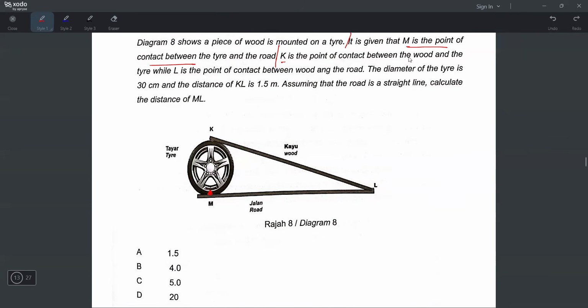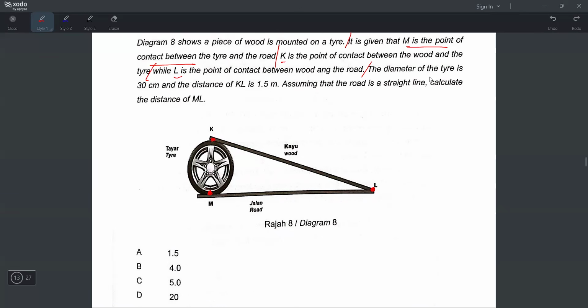K is the point of contact between wood and the tire. K is a contact point between wood and tire. Okay, so basically this is the tangent point lah. I think this is like a tangent line. This is tangent, because it's like touches the tire at one point, and the tire is a circle, right? Okay, L is a point of contact between wood and the road. Where is L? Okay, here, and then is the contact point wood and the road.